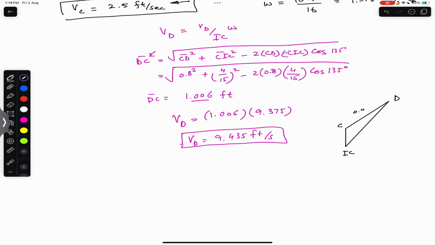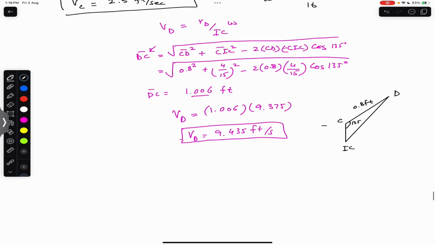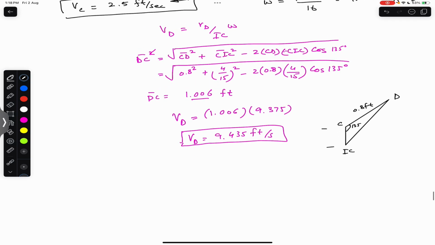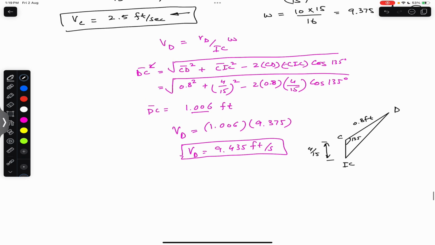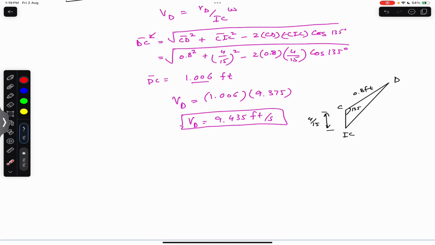This CD is 0.8 feet. This angle is 135, and this length is 4 divided by 15 feet. And we know that the distance between the instantaneous center and point D is this 1.006 feet. We want to find this angle alpha, so for that, we need to find this angle beta.